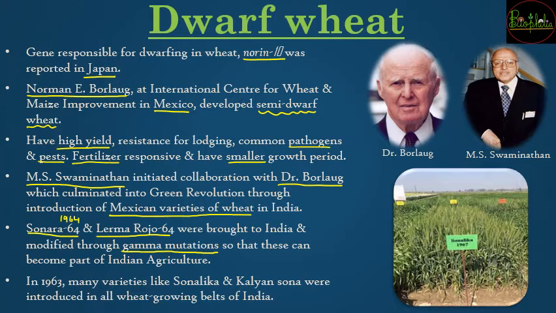And after the gamma mutations, there were visible traits which could help the plant to grow and become a part of Indian agriculture. So जैसे ही ये जो Sonalika है या Kalyan Sona है, ऐसे बहुत सारे different varieties of breeding से उनको अपने wheat growing belts of India, that is majorly the northern states of India में उनको introduce कराया गया and from there the Green Revolution had been started. So this was the story about wheat coming into India with the help of Green Revolution.